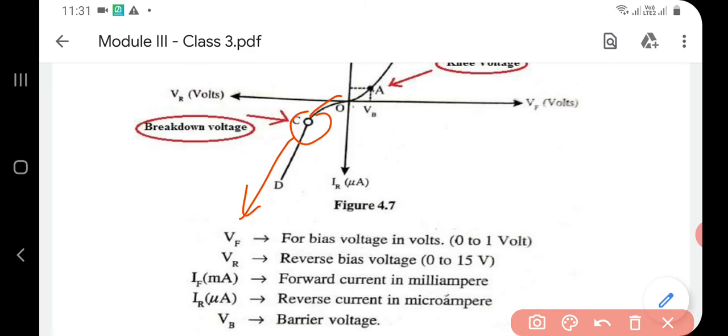Breakdown voltage is nothing but the particular value of reverse voltage across the PN junction at which reverse current increases rapidly. So note that also. Breakdown voltage is defined as the particular value of reverse voltage across the PN junction at which reverse current increases rapidly. Okay, so these two are the definitions.